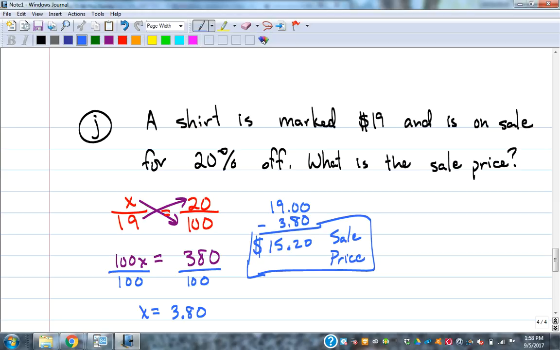Another way to set this up, where the proportion would give you the actual sale price, would be instead of putting 20% here, what could you put? Because that would make our price bigger. Remember, we want the price to be smaller than $19. So if we're getting 20% off, what percentage are we really paying? 80%. So we could put 80 over 100 there, and then when we cross multiply, we would actually get the sale price by doing it that way. And that's a pretty common practice too. This was the most common way for us.